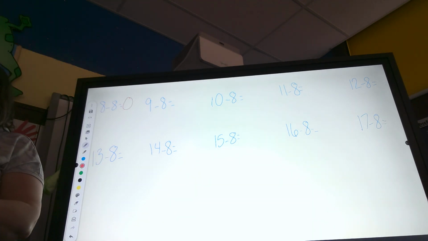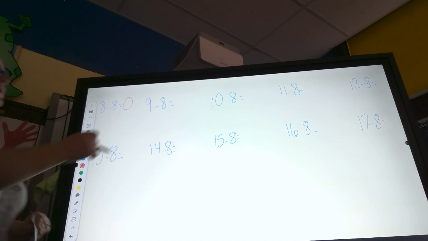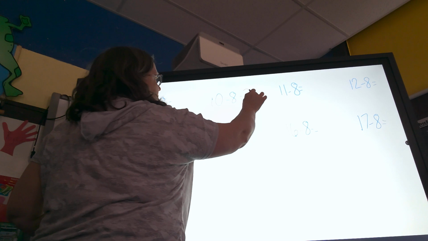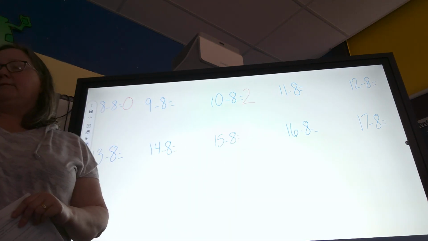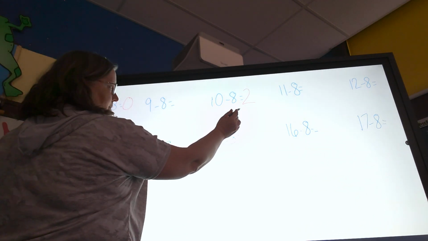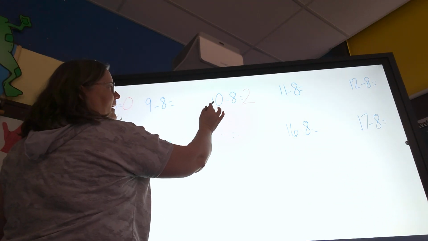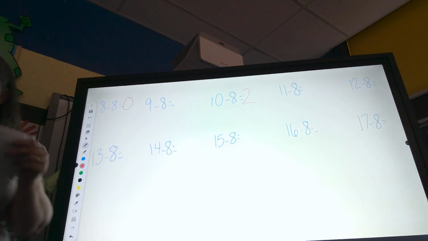Which one has a difference of 2? 10 minus 8. 10 minus 8, the difference is 2. How can we check our subtraction? Reese? Add 2 to 8 to see if it equals 10. Yep, we can kind of work backwards. We can say, well, is 2 plus 8 10? Yes. And yes, it is.